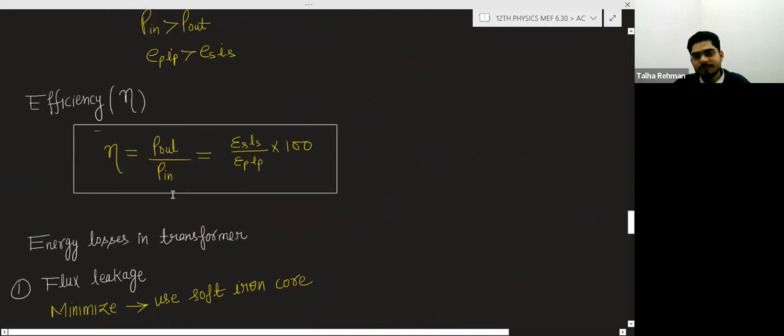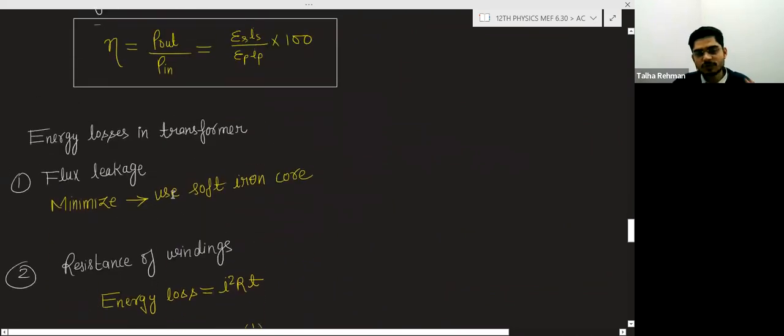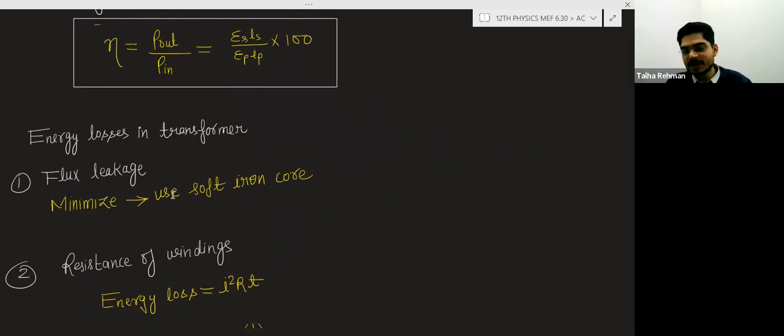And how to minimize the flux leakage? We use the soft iron core, which has the ability to attract the magnetic field lines. So there will be the minimum flux leakage.